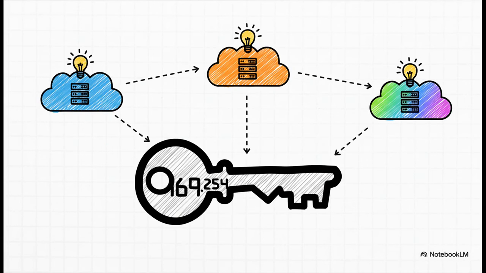And how does a VM talk to this service? It uses a special, non-routable IP address, 169.254.169.254. You should probably remember that one. Think of this address as like the secret handshake. It's the universal key that lets a VM figure out who it is, whether it's on GCP, AWS, or Azure.